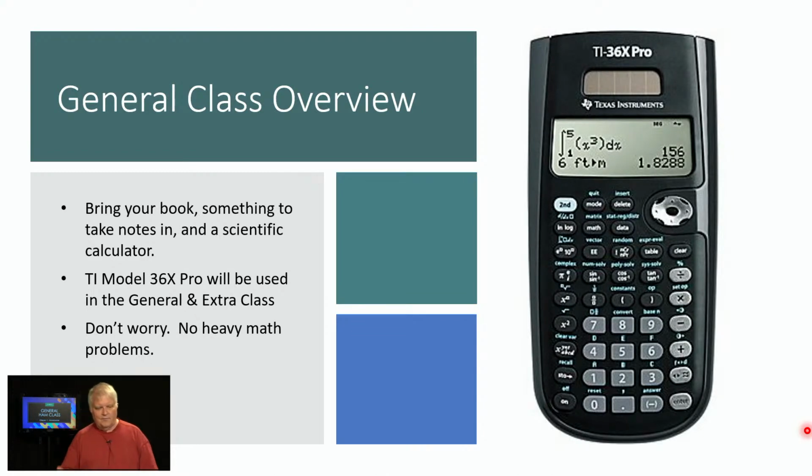So we'll ask you to bring your book to class, something to take notes in. Taking notes is very important, and a scientific calculator. This is the one we recommend. Dave will talk a little bit more about it later, but it's the Texas Instruments Model 36X Pro. It's about $30, $35 on Amazon. You can also find it at Staples and Office Max. It's not that expensive, but we will teach keystroke by keystroke use of this calculator. So it's probably a good investment. We also use this calculator in our Amateur Extra Class course.